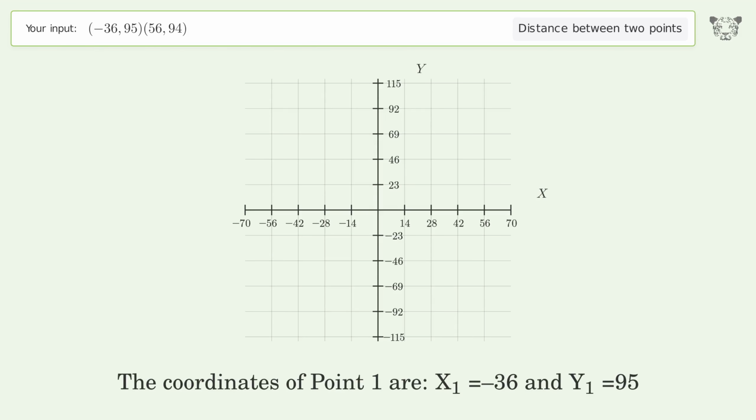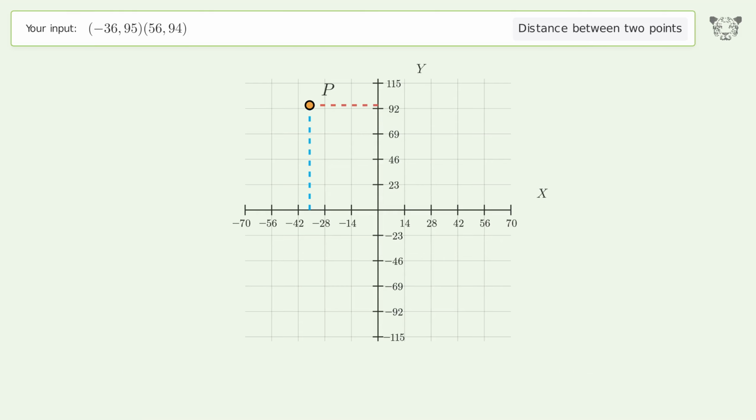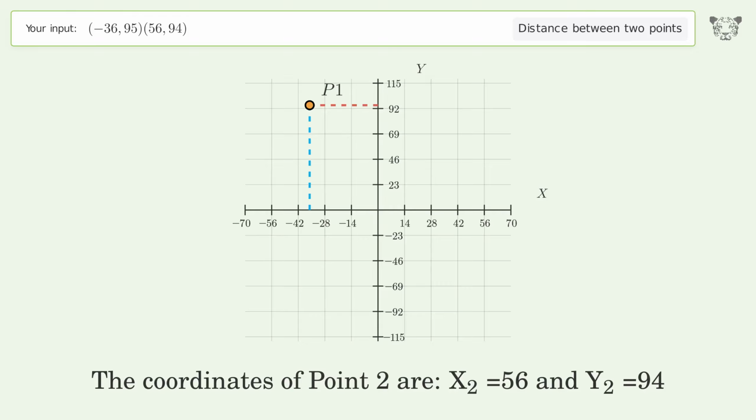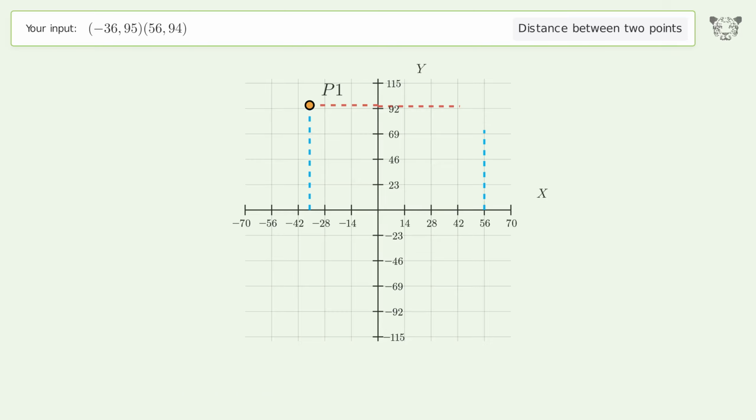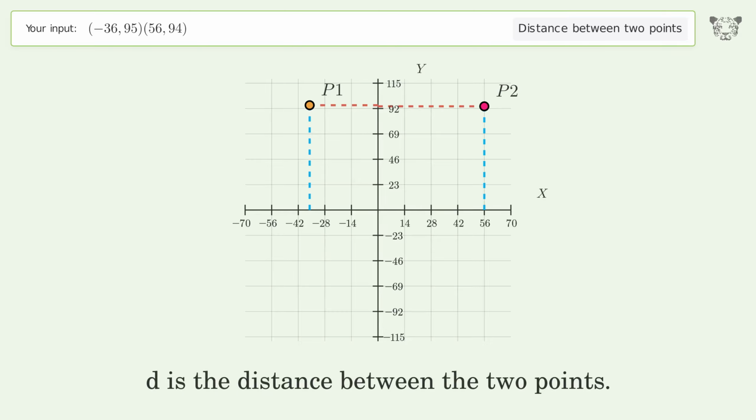The coordinates of point 1 are x1 equals -36 and y1 equals 95. The coordinates of point 2 are x2 equals 56 and y2 equals 94. D is the distance between the 2 points.